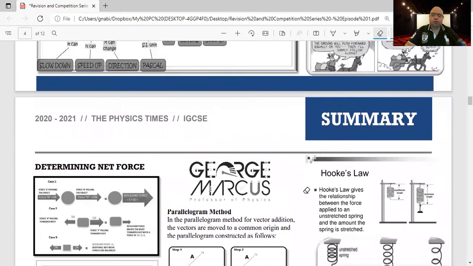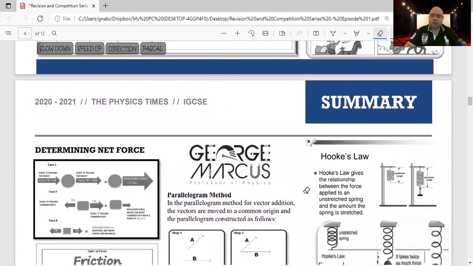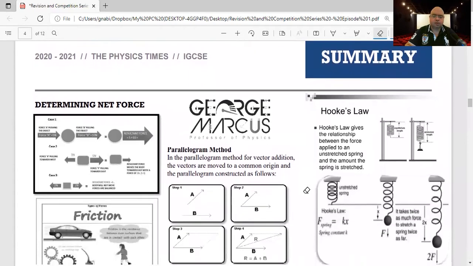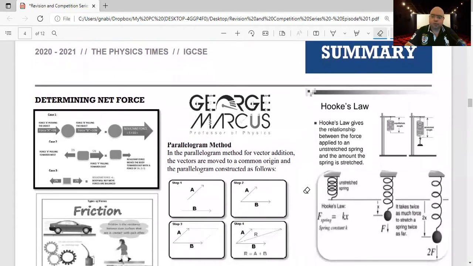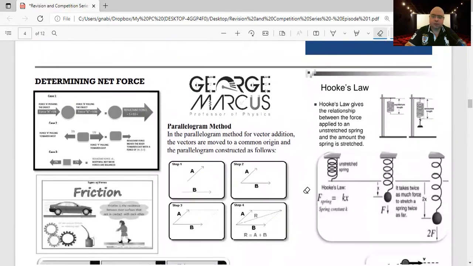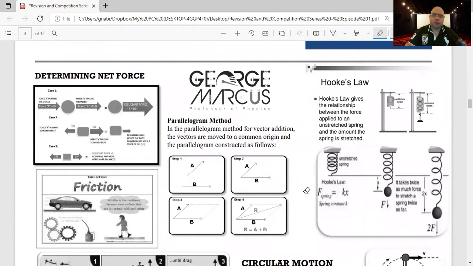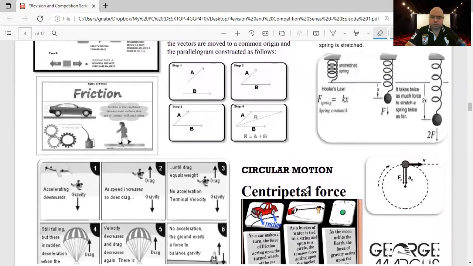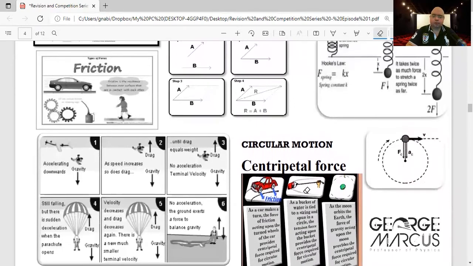When you come to determine the net force, if the forces are in the same direction, you add them. Forces in opposite directions, you subtract. For perpendicular forces, you can use Pythagoras theorem to find the resultant, or you can use the triangle method or parallelogram method in drawing. What about, guys, friction? Friction is very important to understand.